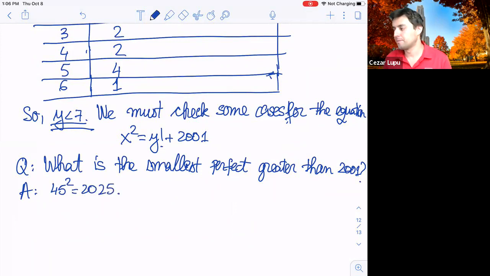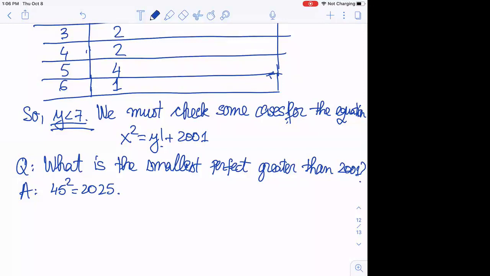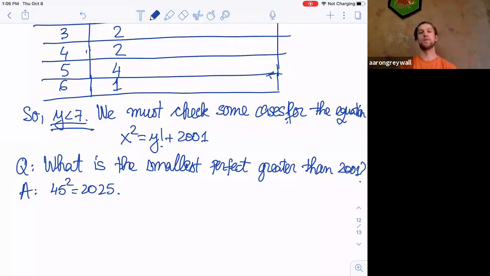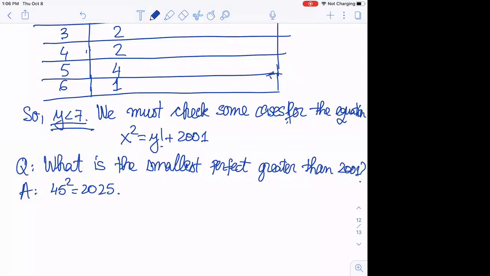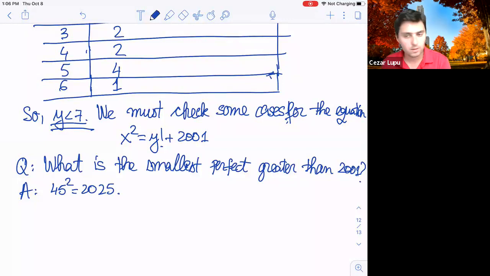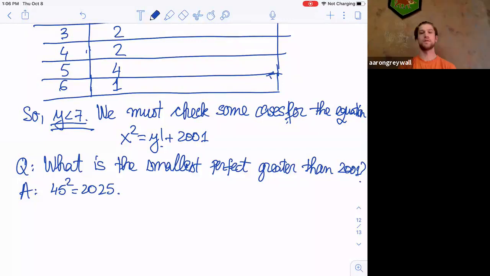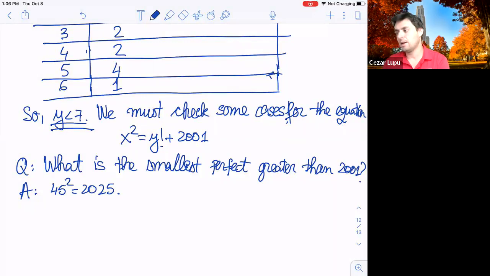So now let's look at it. The nearest perfect square. So what kind of solutions do we have here? It would have to be y factorial is 24. Wouldn't y have to be 4? Yeah, 4 factorial is 24, plus 2001, which is 2025. Yes, and you will take the square root of that, right?